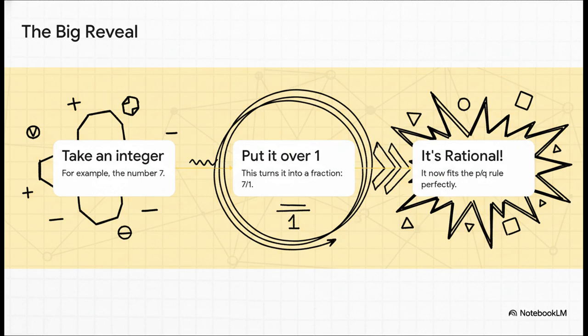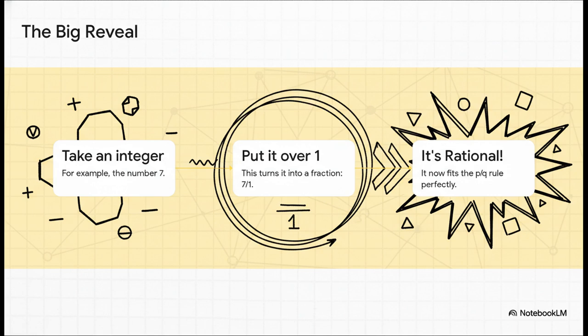Well, the answer is actually so simple, it's brilliant. You can take literally any integer, like our friend the number 7, and just write it as a fraction by putting it over 1. The value doesn't change, right? 7 divided by 1 is still 7. But now, look at it. It's 7 over 1. It fits the p over q rule perfectly. And just like that, boom, its cover is blown.